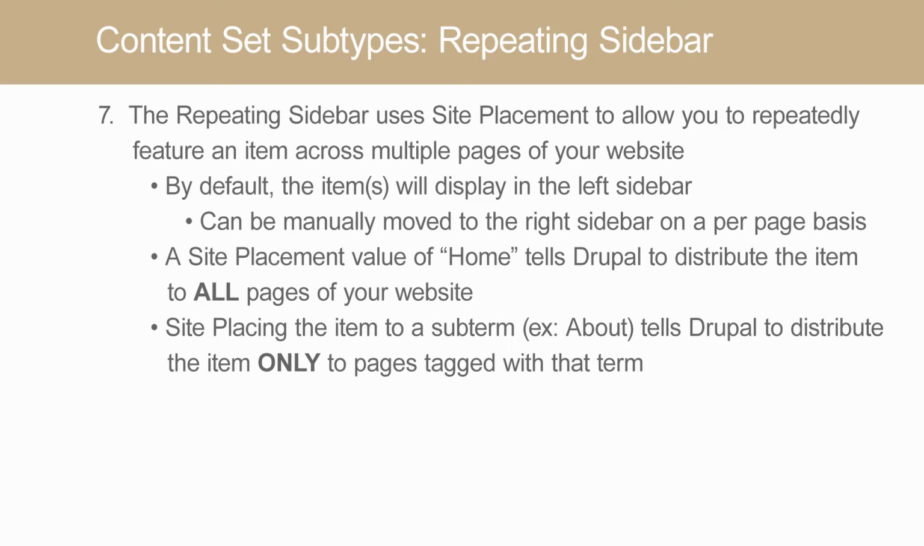Using a site placement value of home tells Drupal to distribute the content to all pages of your website. Site placing content to a subterm, such as about, tells Drupal to only distribute the content to pages with a site placement value of about.